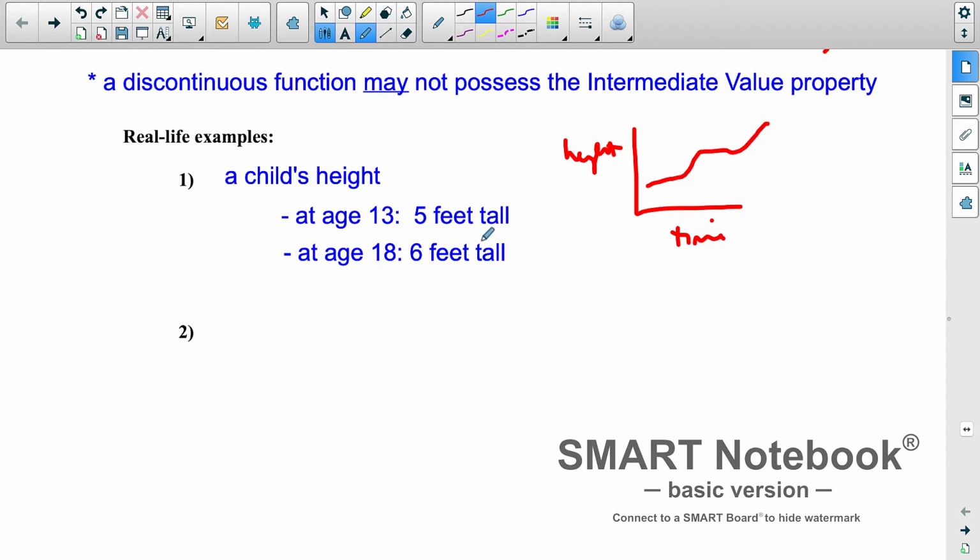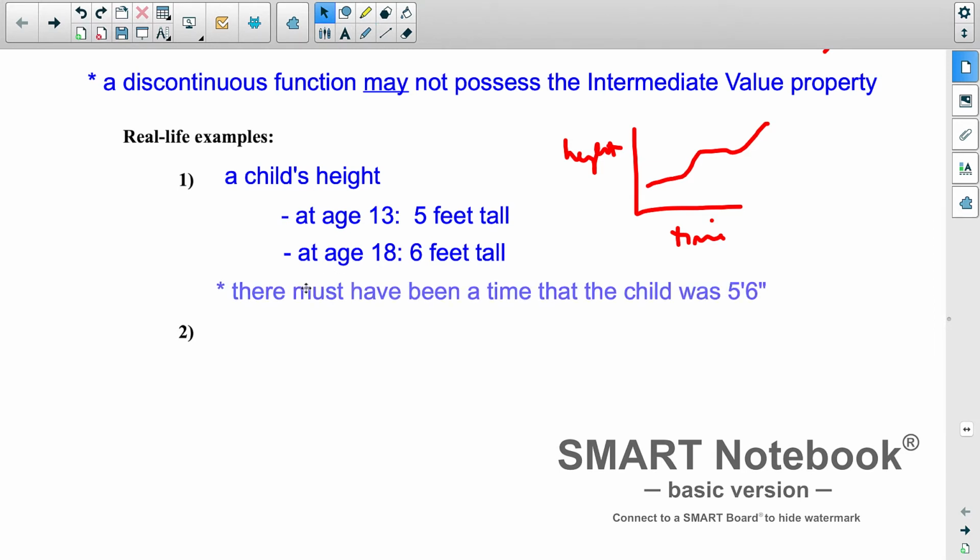It's continuous. So what needs to be the case if they started at 5 feet and went to 6 feet by age 18? What needs to be true is that at some point, I don't know when it is, they must have been 5'6". And at some point they must have been 5'2". And at some point they must have been, you know, whatever. You could do every single thing between 5 and 6.